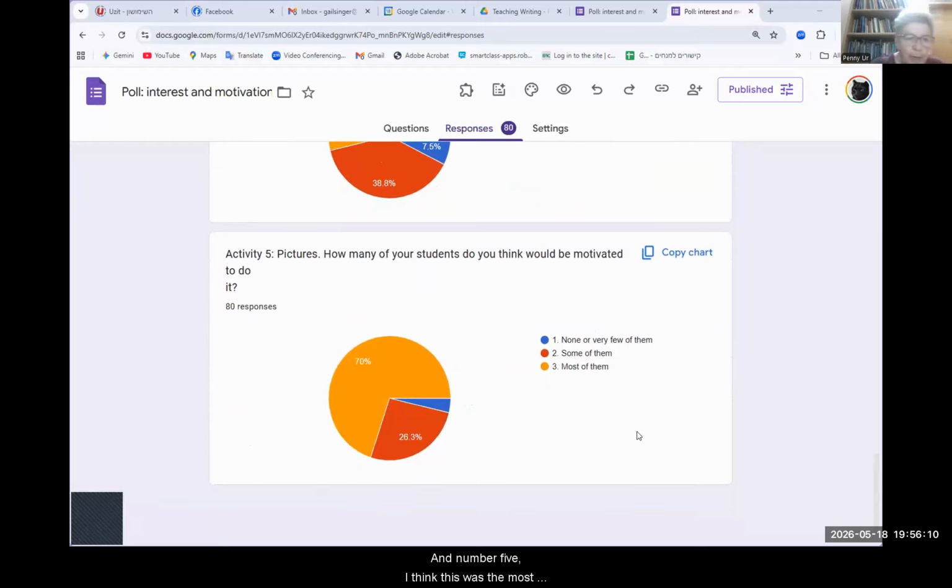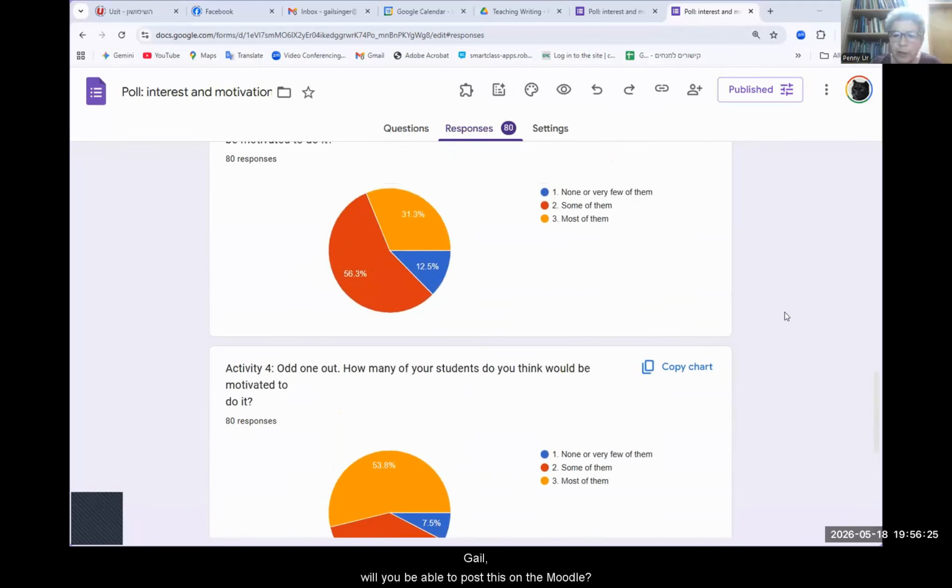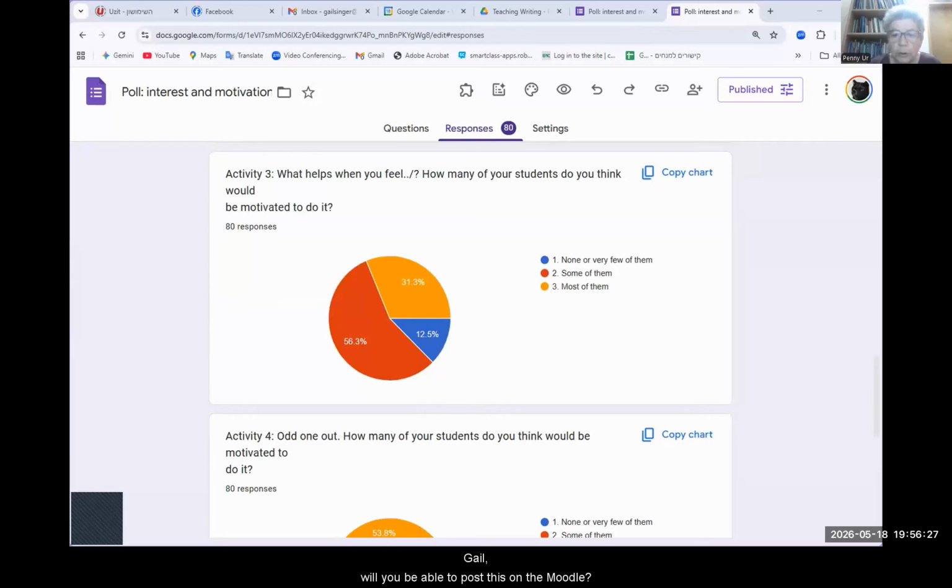And number 5, I think this was the most popular one, wasn't it? Pictures. So the vast majority said most. Okay, that's an interesting result. Gail, will you be able to post this on the Moodle? It's posted on the Moodle. The link to see the results is posted already. Great. Okay, I'll study it in more detail later, but certainly for now, that was a very interesting result.